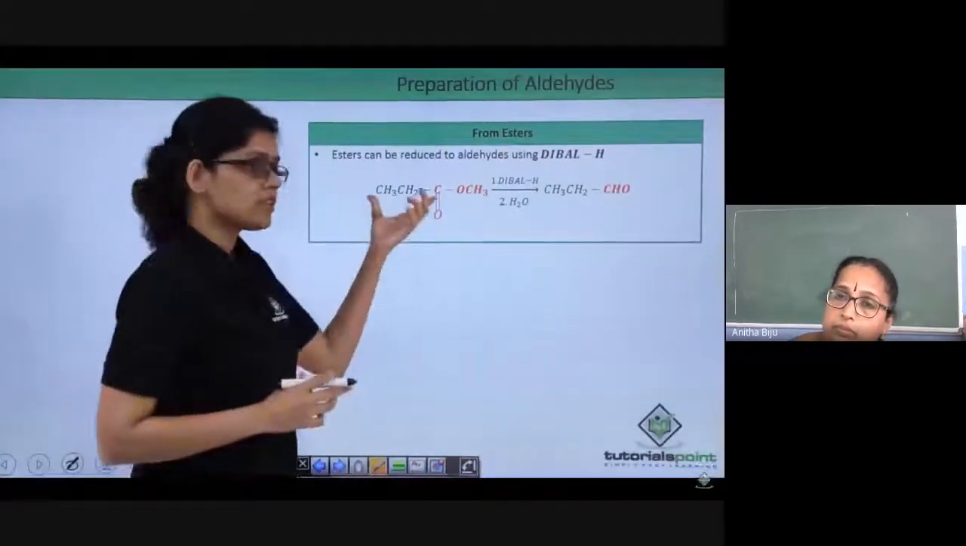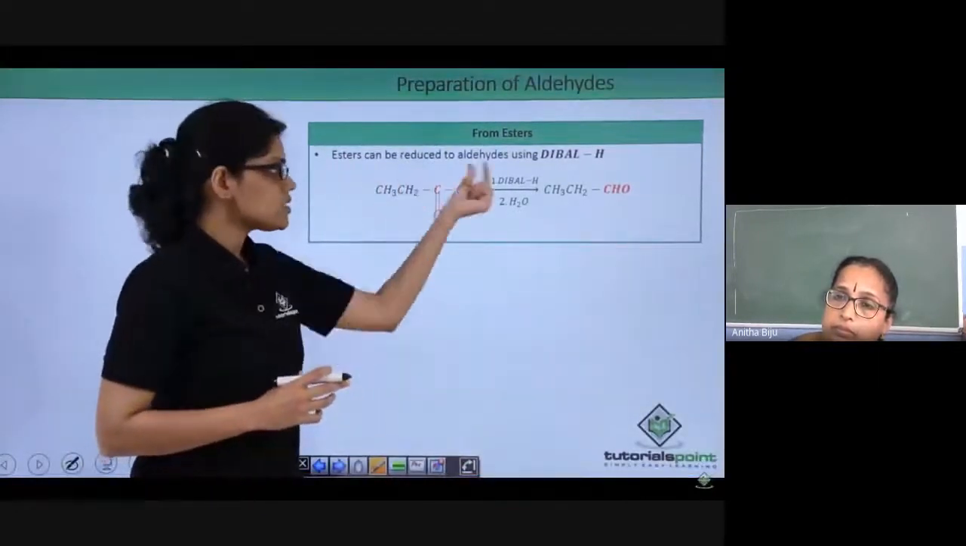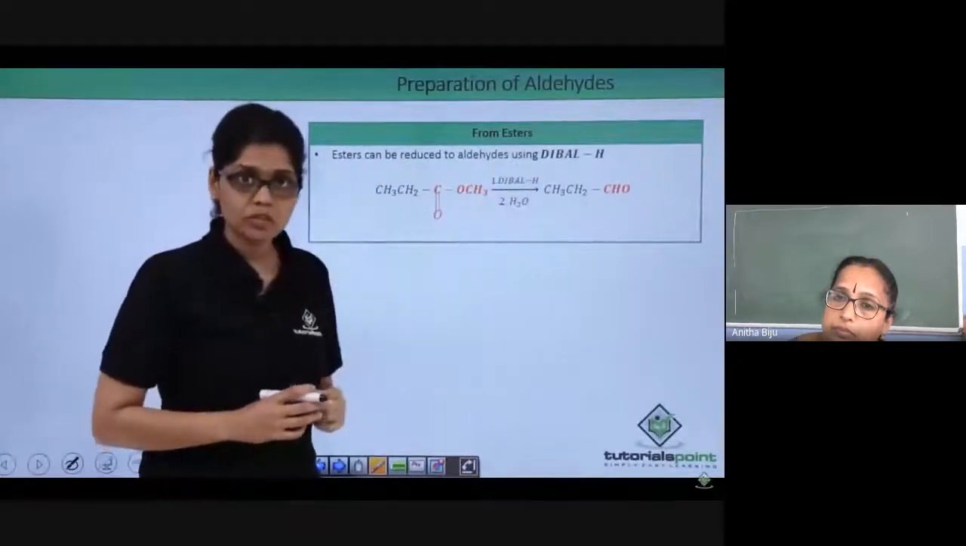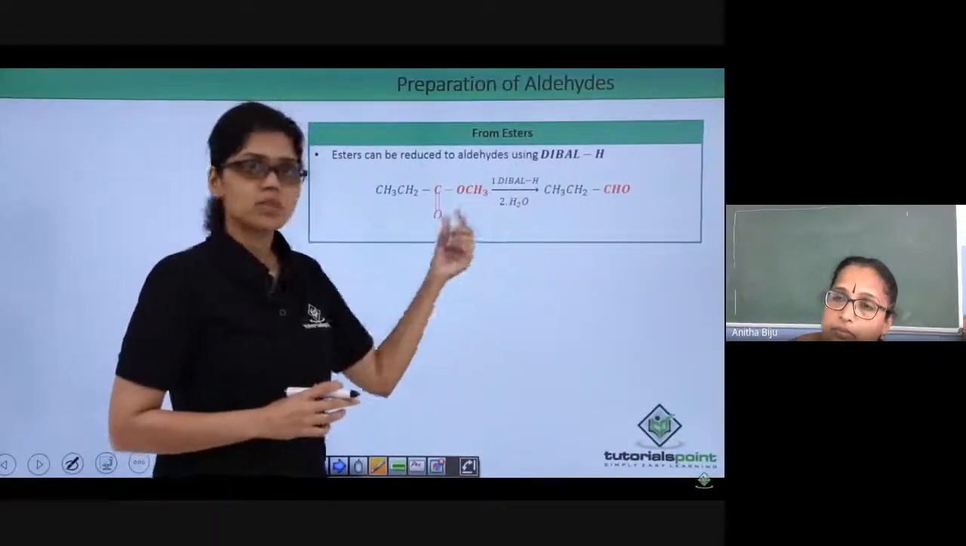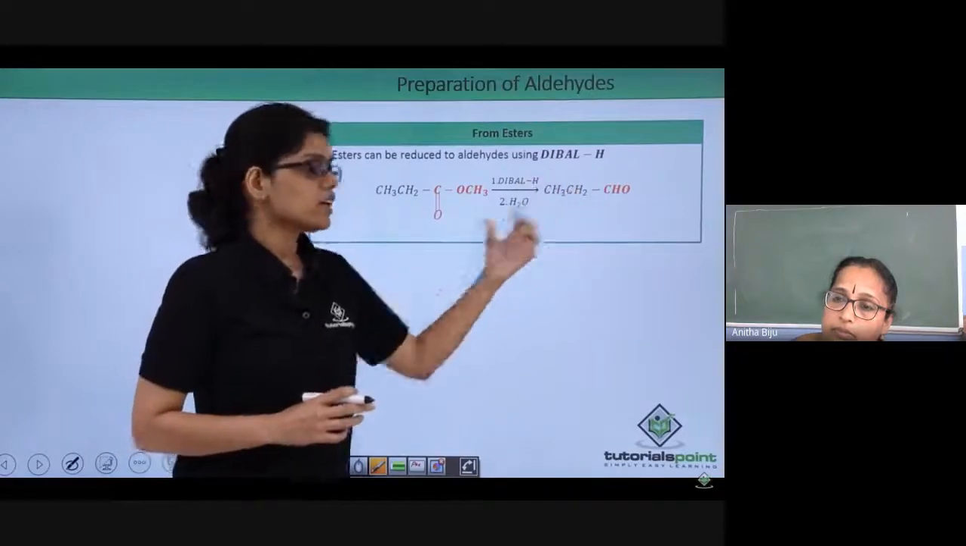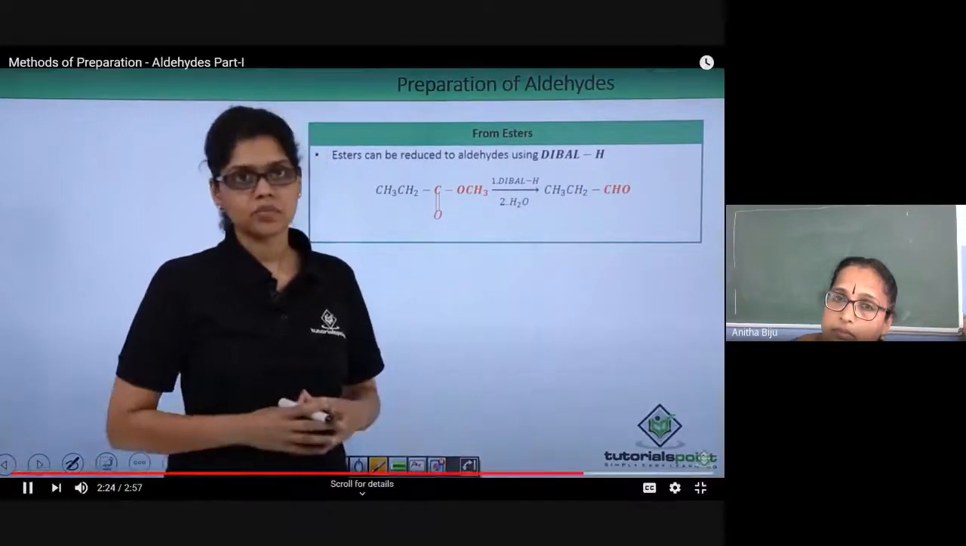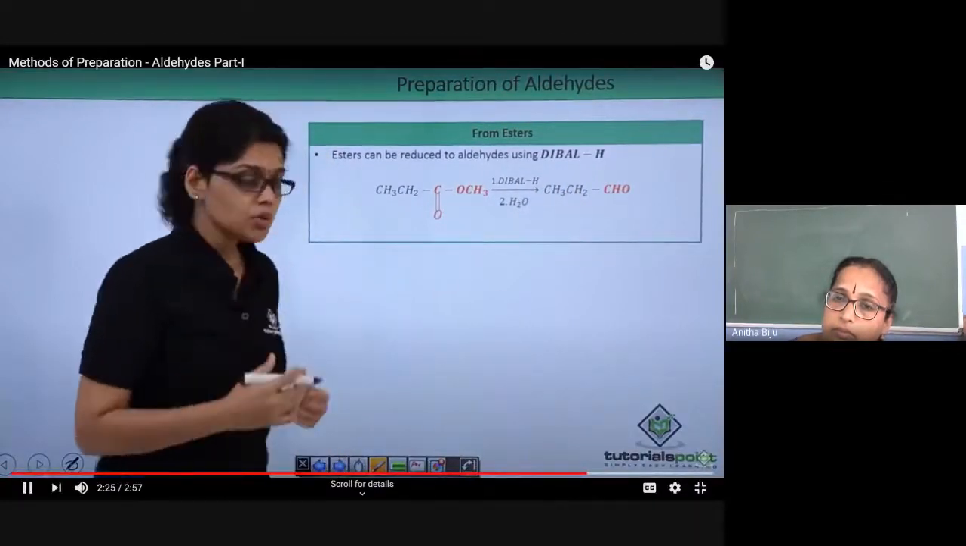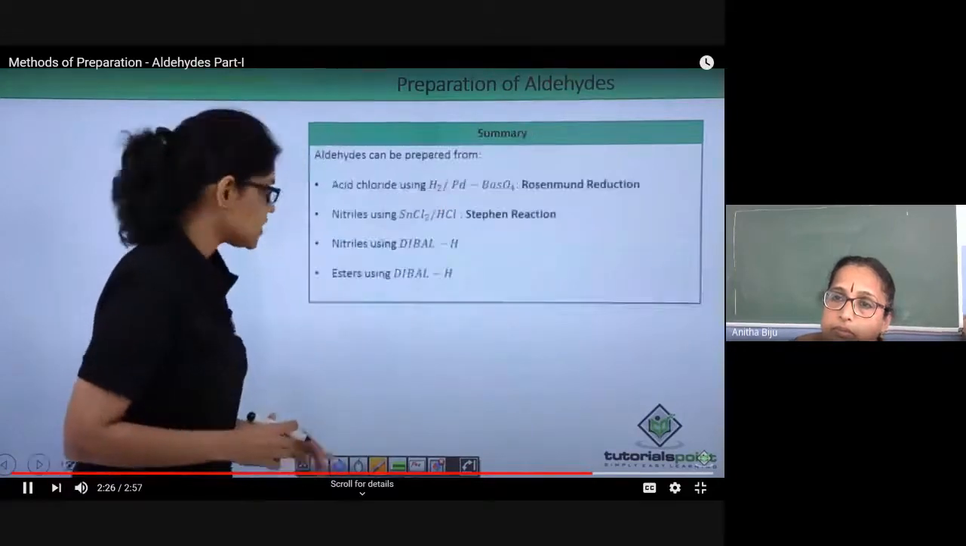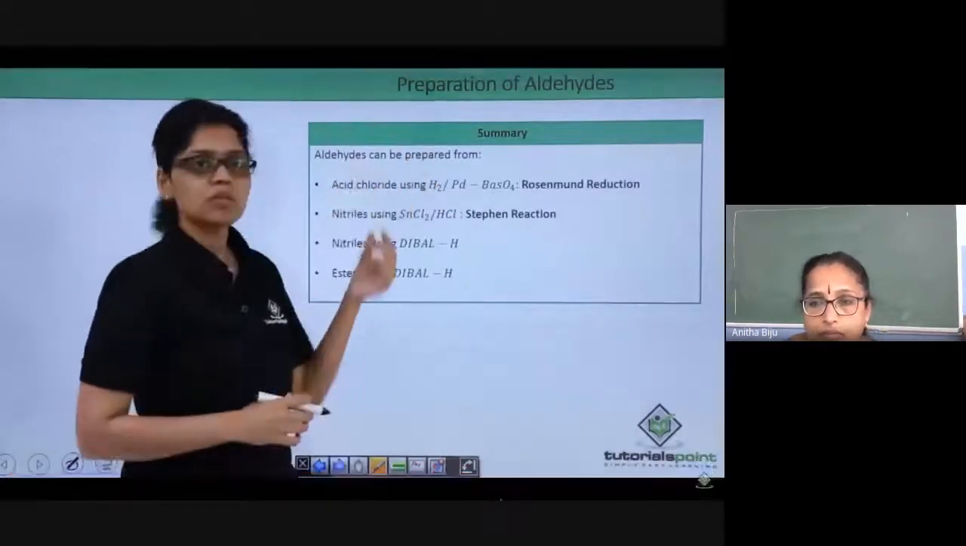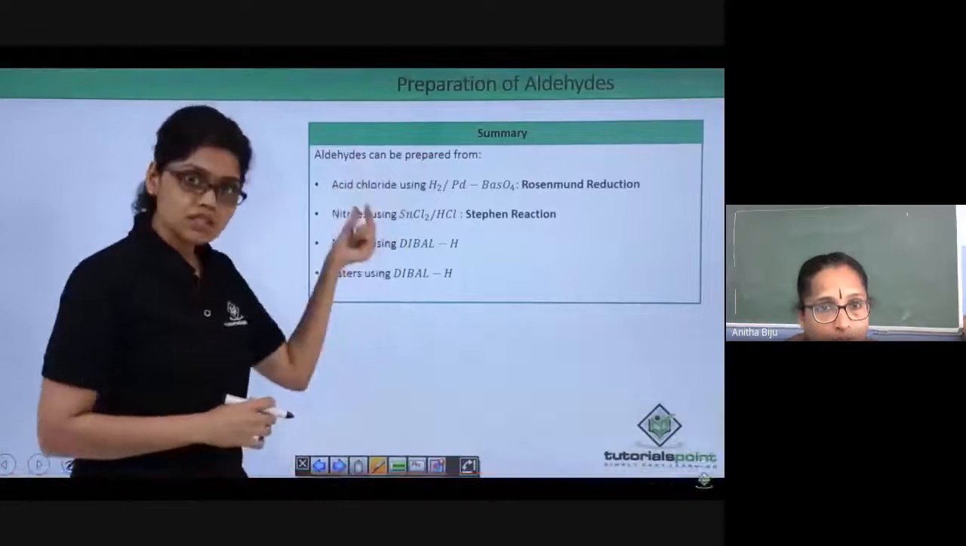As you can see here, we have an ester, and when this ester is treated with diisobutyl aluminum hydride followed by reaction with water, you get the corresponding aldehyde as shown here.